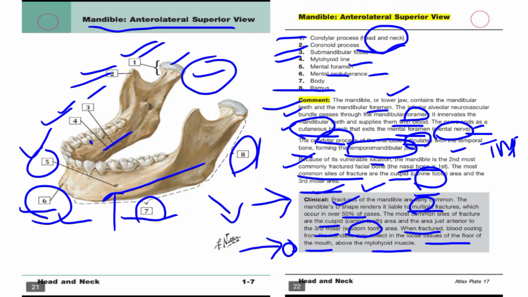In this lecture, I discussed the anterolateral superior view of the mandible. It is the second most commonly fractured bone, first is the nasal bone, and common sites of fracture are the cuspid, canine tooth, and the third molar area. I discussed all the labels, very easy labels you can remember, and also the clinical point of view of the mandible. I am sure that you like this video, very important for all medical students.